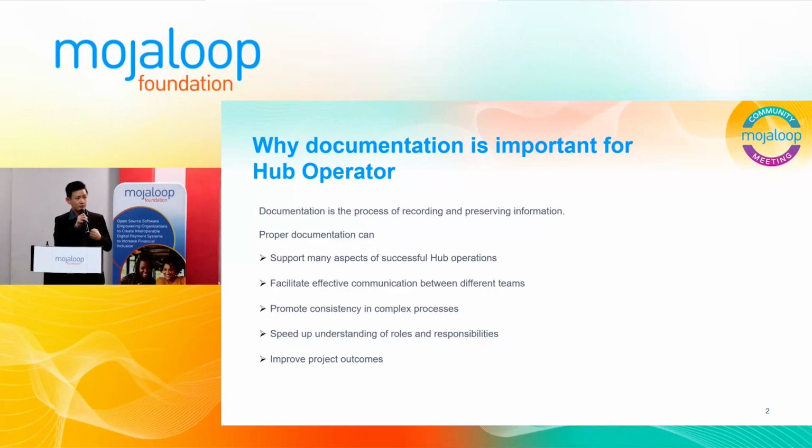The most important point is that it can facilitate communication between different teams. As a hub operation team, there will be business operations and technical operations, so all these things have to be communicated with each other efficiently via proper documentation. It also provides efficiency and consistency for complex procedures. As a hub operation team, with our experience, the processes are quite complex. Sometimes we don't know who will do what and what we need to do step by step, so now we try to prepare everything in documented form. The last thing is that with this, we can improve the project outcome. Yes, can you go to the next slide, please?